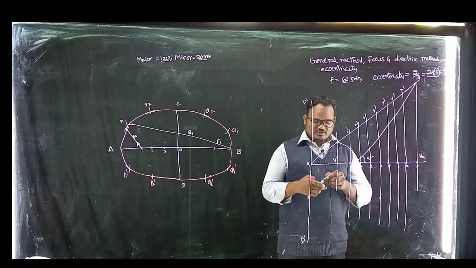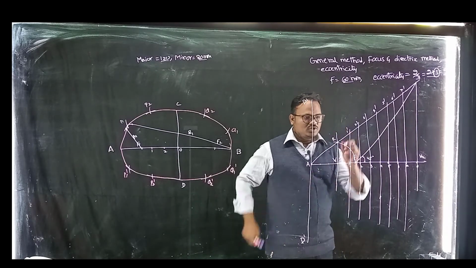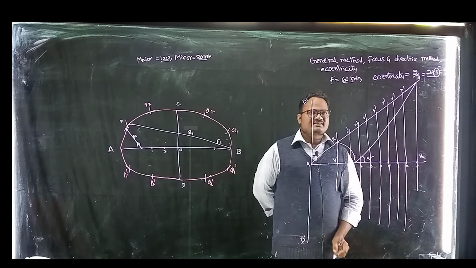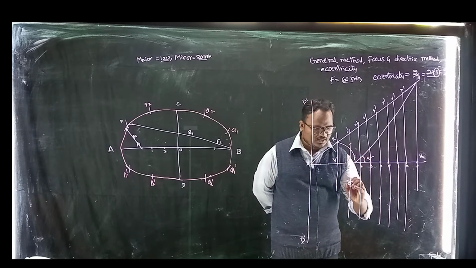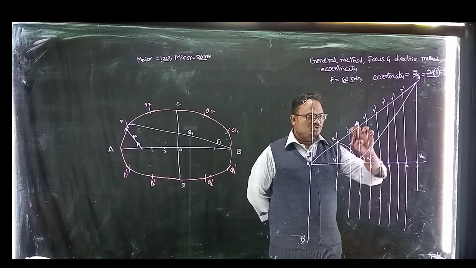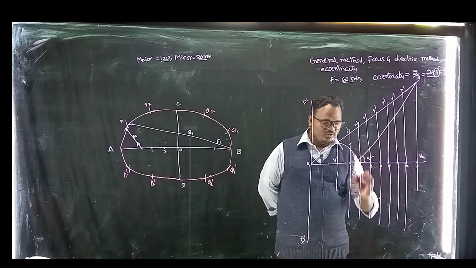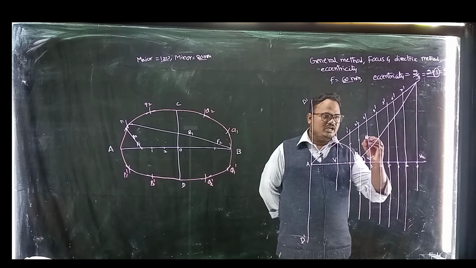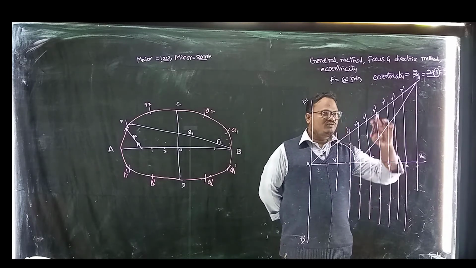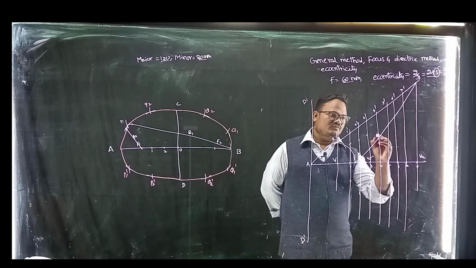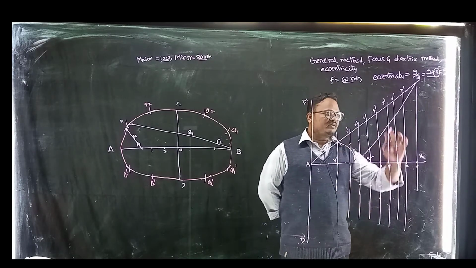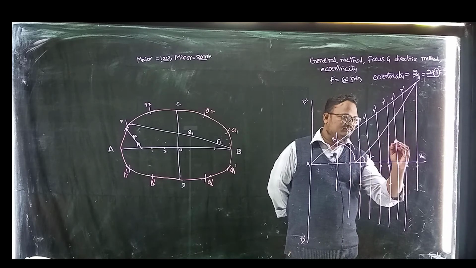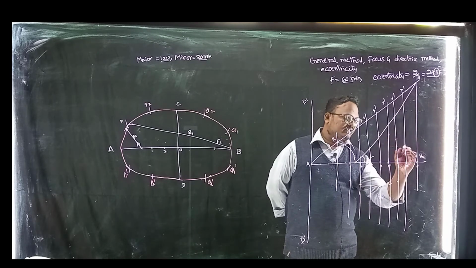Now with the compass, take 1 dash radius, with F as center, cut the line with one arc above and one below. 2 dash, F center, above one, below one. 3 dash, F center, above one, below one. 4 dash, F as center, above one, below one. 5 dash, F center. 6 dash, F as center. So 7 dash, F center.